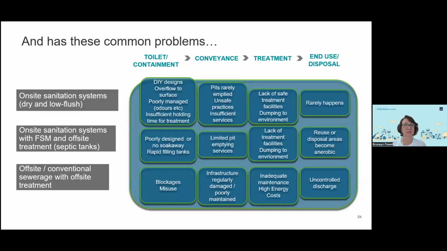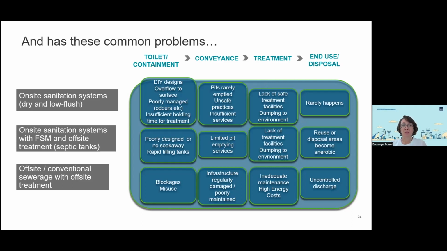So if we move to the next slide, some of these common problems are captured for the different types of sanitation systems. Particularly for on-site sanitation systems in the Pacific, we see a lot of do-it-yourself designs made out of local materials or what people have available. We see that there's often overflow to the surface. They can be poorly managed, and then people have problems with odours and those kinds of things. In terms of conveyance, pits are very rarely emptied, and if they are, there's a lack of safe treatment and a lack of facilities to dispose of or properly treat faecal waste.